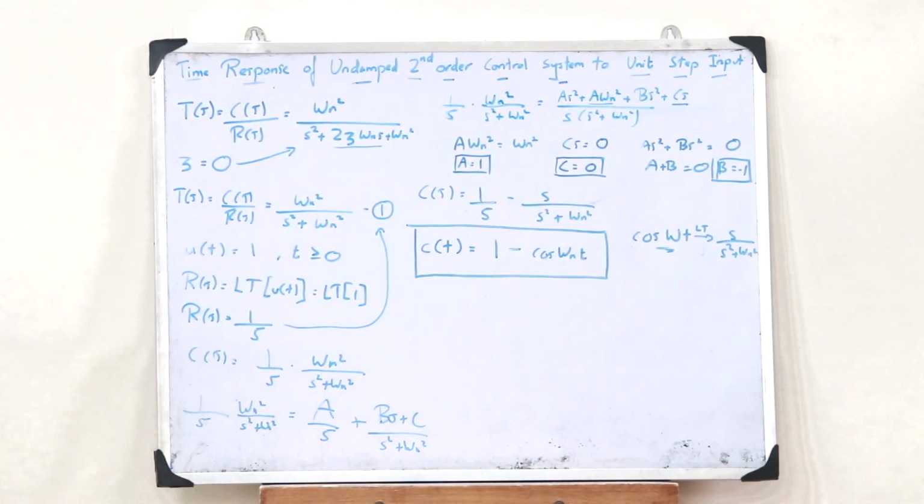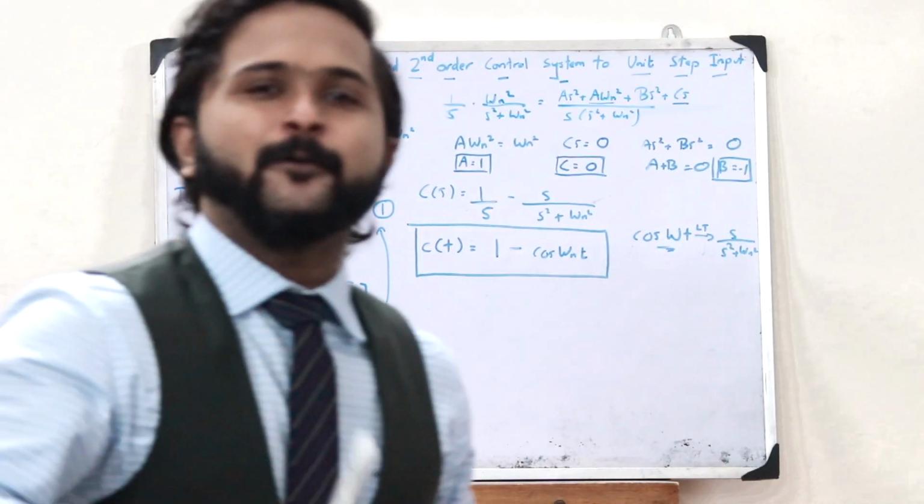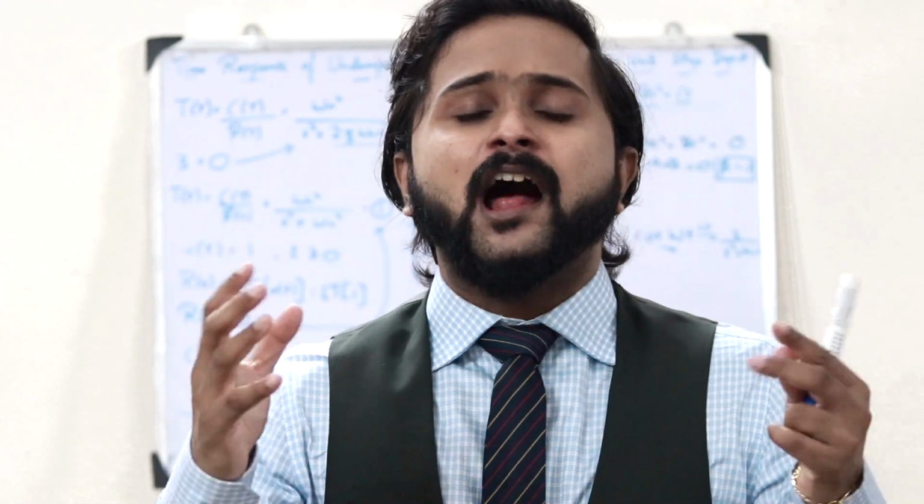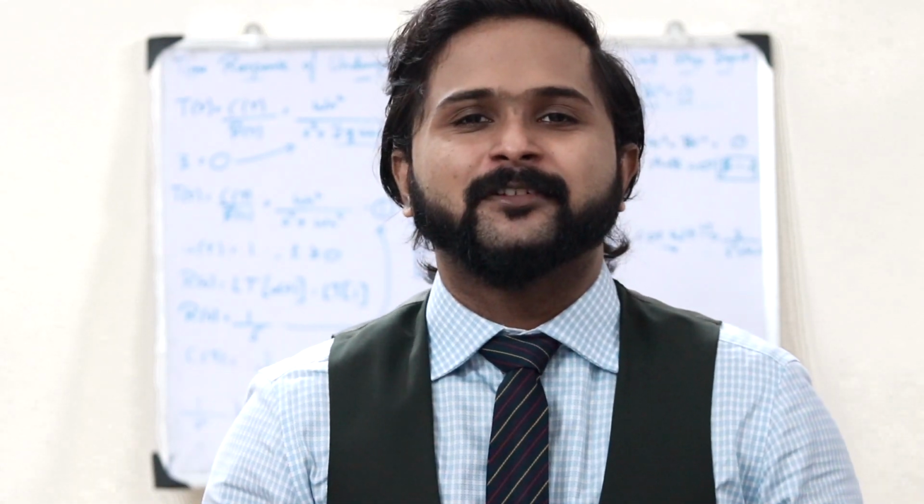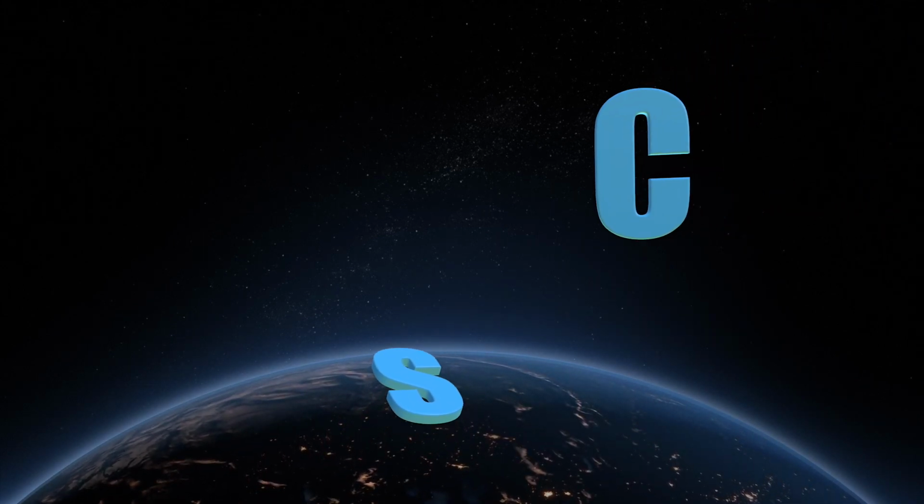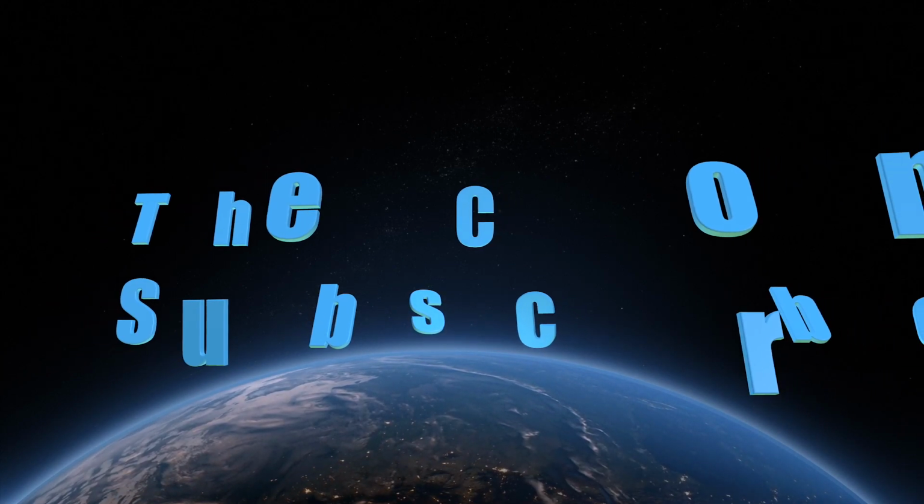Very simple, guys, very simple. So this thus is simply what you refer to as the time response of an undamped second order control system to a unit step input. As simple as that. So I hope you guys now have a clear understanding of what you refer to as the time response of an undamped second order control system to a unit step input.